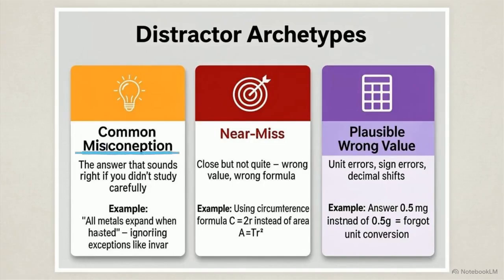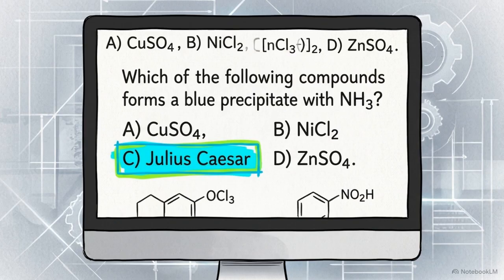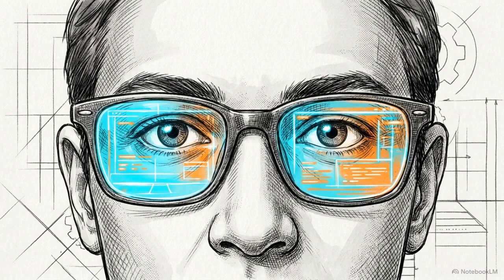The first is the common misconception, targeting specific, frequent misunderstandings. The second is the near miss, which is almost completely correct but contains a subtle error. The third is plausible wrong value, presenting a number reached via a procedural mistake. Looking closely at our DeepSeek draft, we find a distractor that is blatantly unrelated to the question stem. If a student avoids this option, it provides 0 insight into their actual understanding.